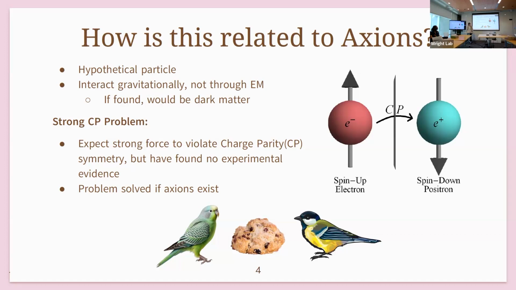Axions have another cool thing, which is that they solve the strong CP problem in physics. Basically, CP symmetry is when you swap a particle to its antiparticle and flip the spatial coordinates, the strong force is conserved. Theorists expect the strong force to violate CP symmetry, but we've never actually found experimental evidence that it's violated. This is a problem that would be solved if axions exist. So finding the axion would be solving both the strong CP problem and finding dark matter, which is like killing two birds with one stone.